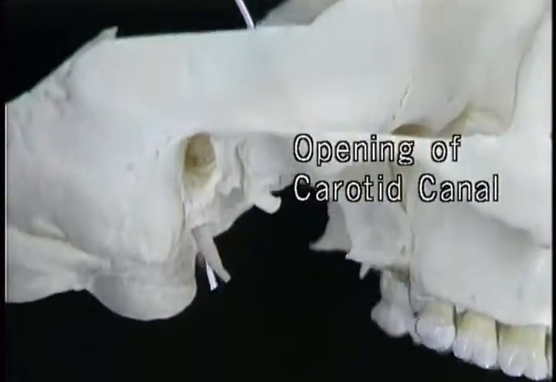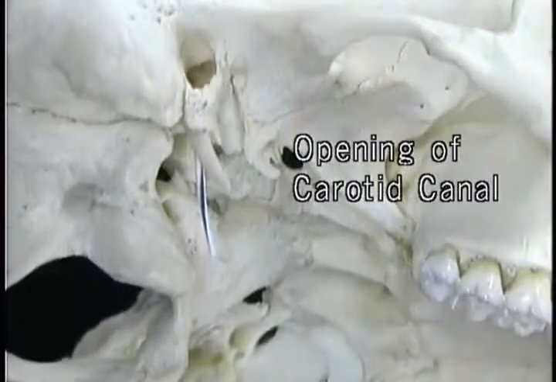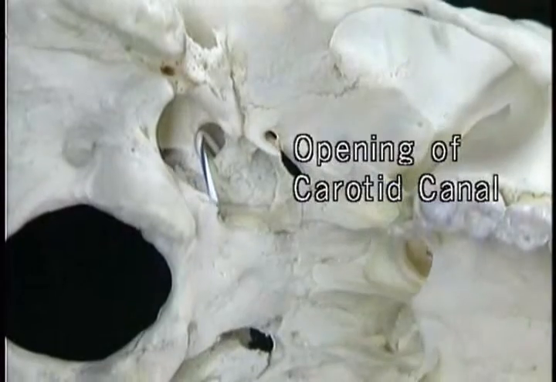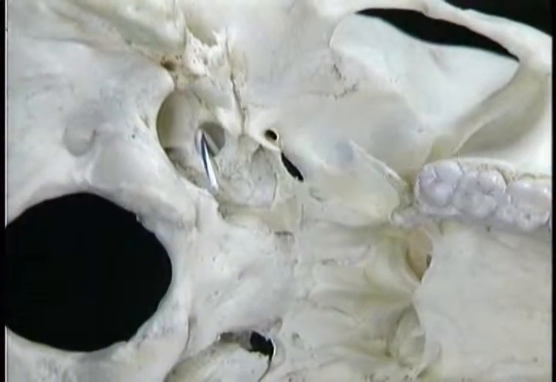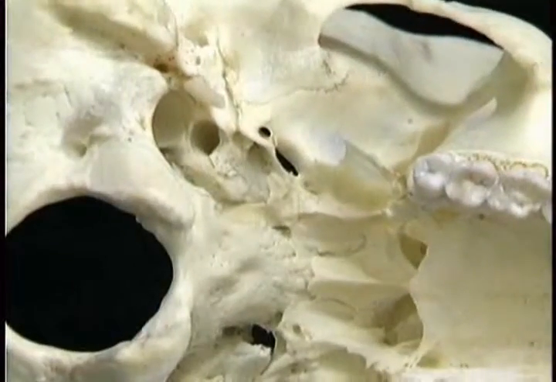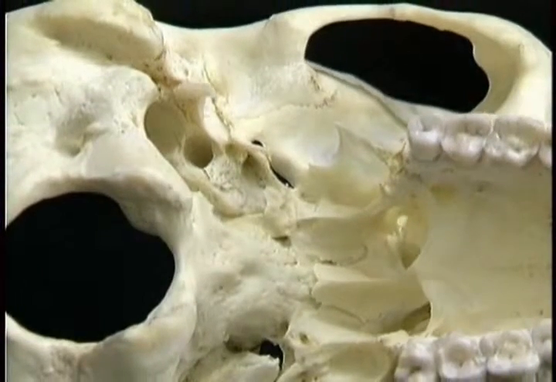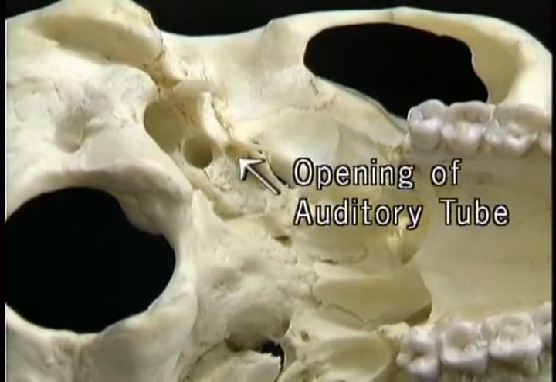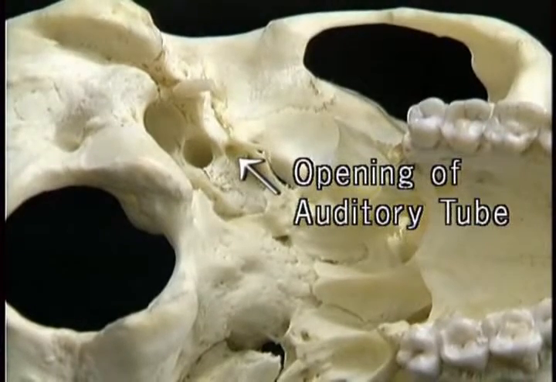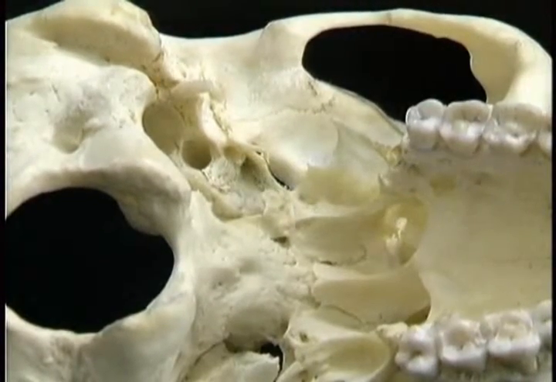The other end of the carotid canal, as we saw in the previous section, is back here, just medial to the styloid process. In front of the opening for the carotid canal, there's one further opening that we haven't seen yet, the opening for the auditory tube, also called the eustachian tube.